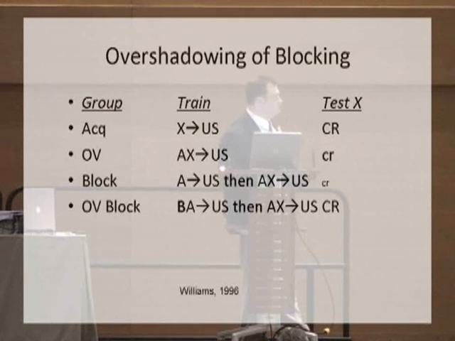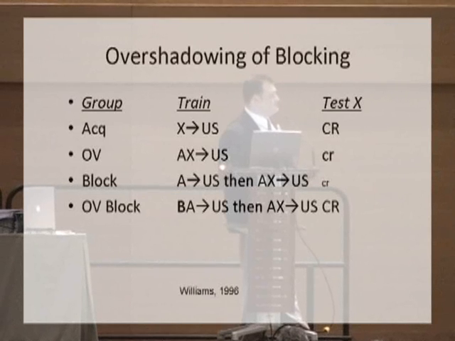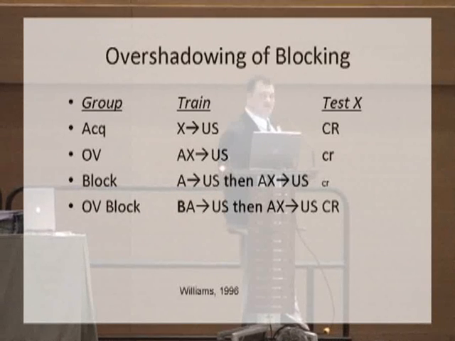Suppose that in the first phase you overshadow A with a really intense, salient stimulus B. B can be anything. Otherwise it's the same as blocking. The only thing you do differently is that in the first phase you overshadow A. In that case, you see pretty strong conditioning. It's as if A never existed, and so it doesn't have the potential to interrupt conditioning to X here.